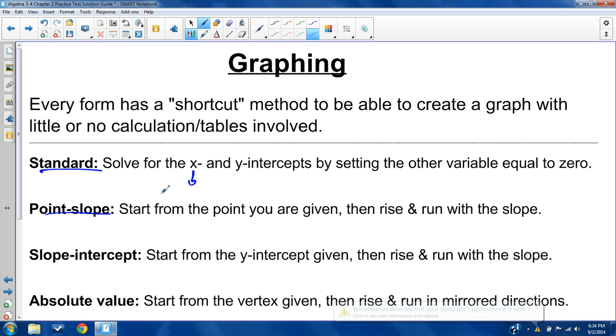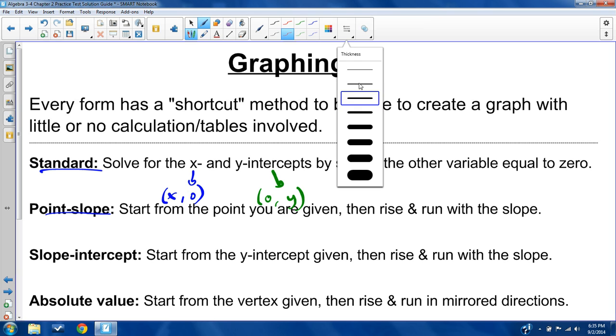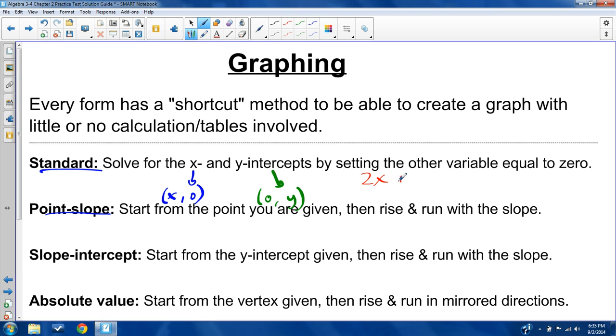By the way, my x-intercept is a point when y equals 0, and my y-intercept is a point when x equals 0. So what you'll do in standard form here is plug in 0 for y and solve your value for x. Plug in 0 for x, solve your value for y. Let me write an equation and make good sense of this, like 2x plus 3y equals negative 6.